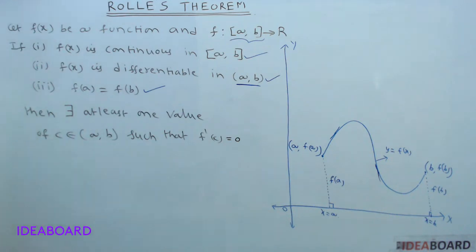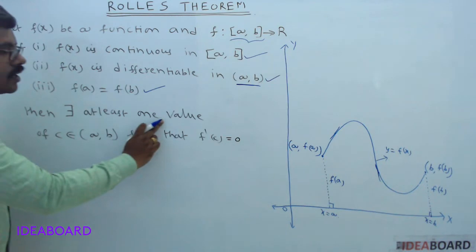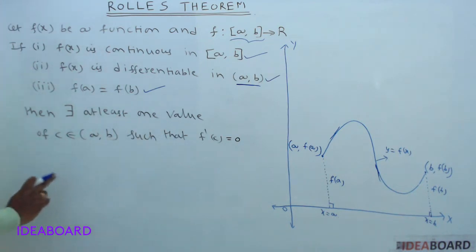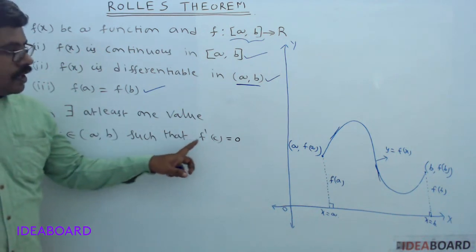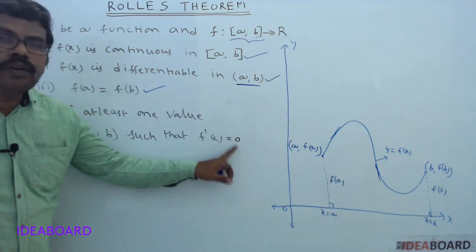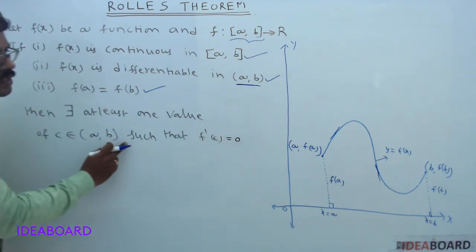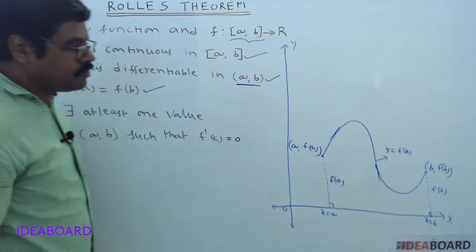If Rolle's theorem is applicable, then there exists at least one value of c in open interval a comma b such that f dash of c equals 0. Now come to the discussion of this point from our diagram.